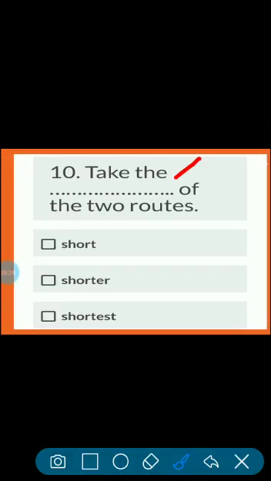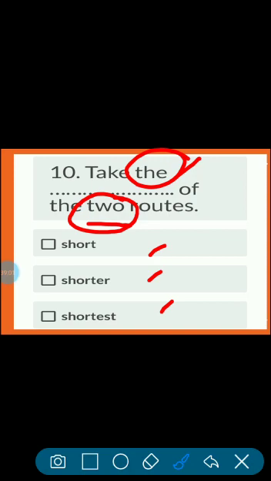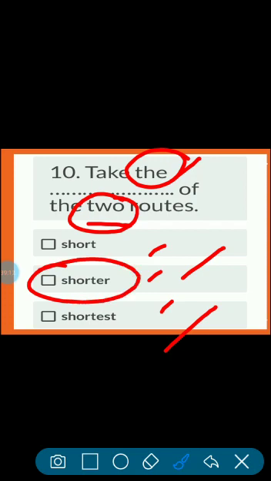Take the dash of the two routes. Short, shorter, shortest. What do you think? Here is confusion. The is used before superlative degrees generally, not always. When there is comparison between two things or people, we use comparative degree, and the is used before superlative degree. So what should be the answer? What do you think? Of course, shorter. This is the answer.